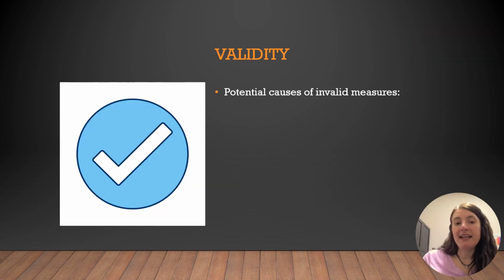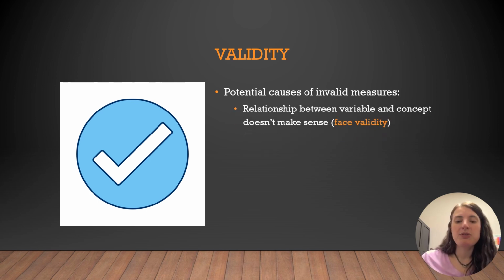So what about validity? What causes invalid measurements? One reason for invalid measurements is a disagreement between the concept itself and the variable. This is also called face validity in research methods. Face validity means, does our measure agree with a common image or a common notion of the concept?